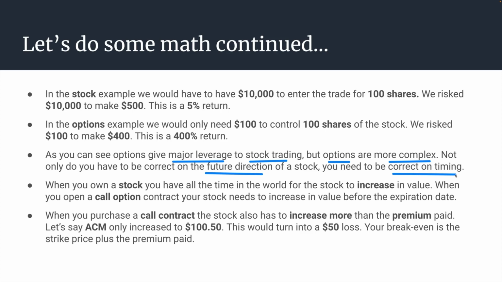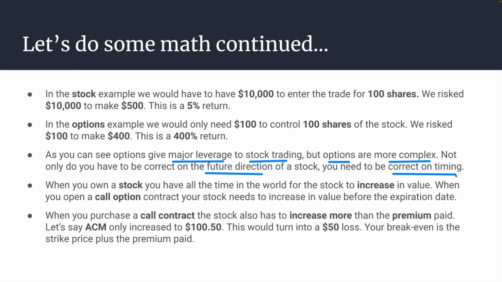The overall market can just hold stocks down. There could be management change. There could be bad news from the company. Anything could cause the company not to increase in value at the same rate that you expect. So with options contracts, you need to be very precise on your timing, or the options contract will expire worthless and you'll just lose your money.